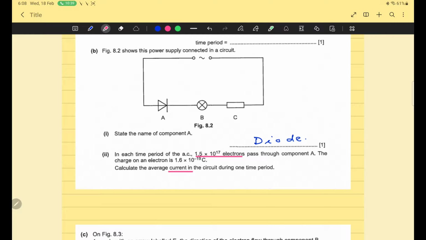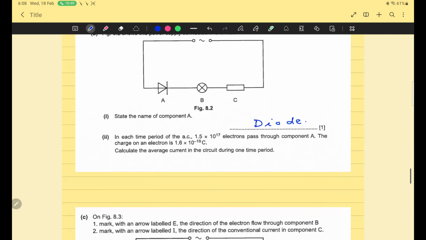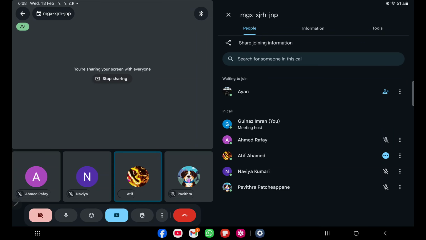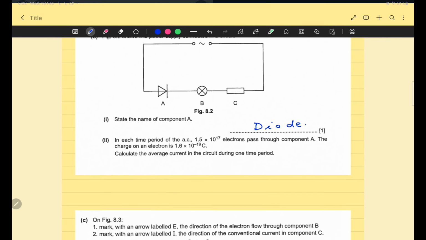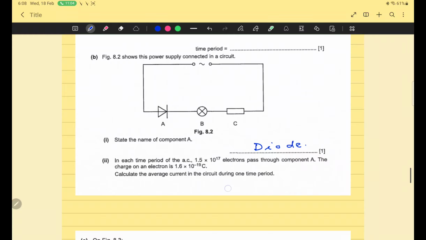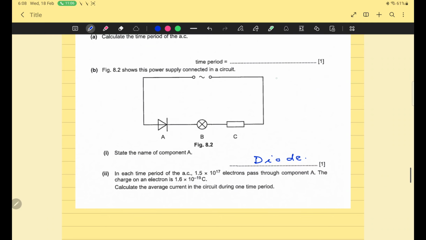Atif, can you tell me any formula of current in which number of electrons are used? Atif bhai, the equation of current in which number of electrons are involved. Okay, but in this formula there is no number of electrons. Assalamu alaikum Ayan.